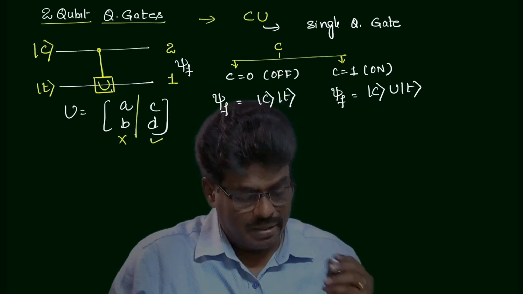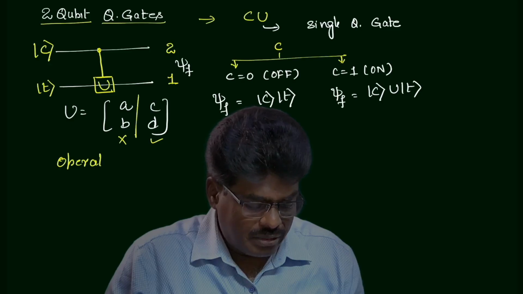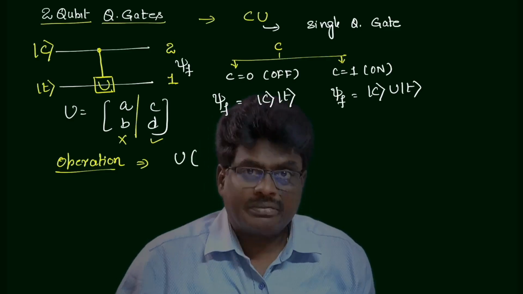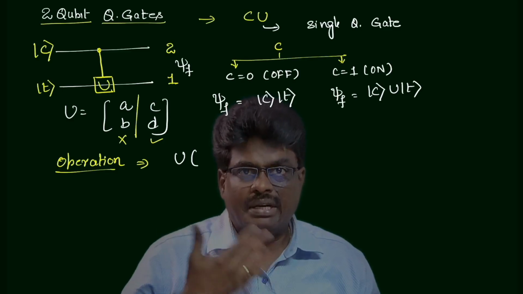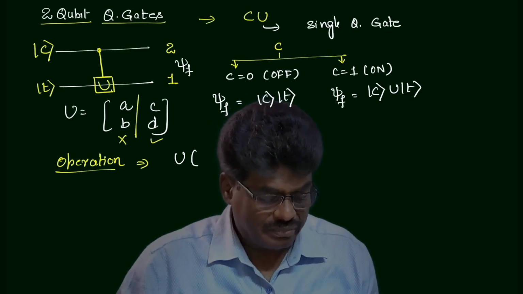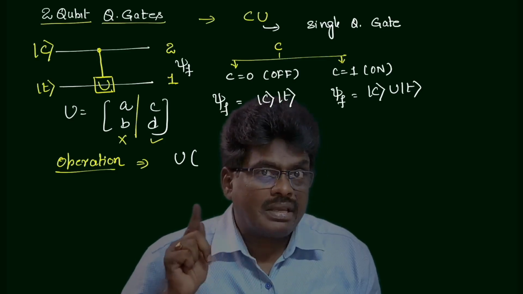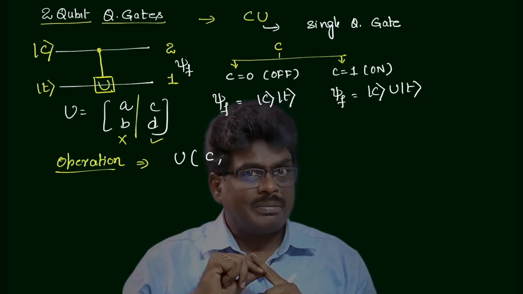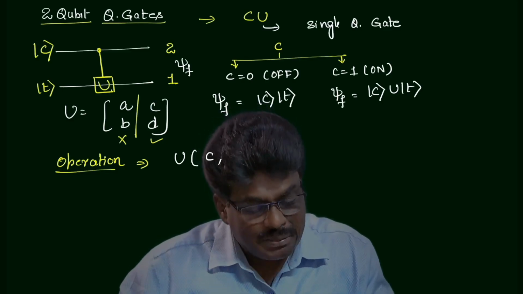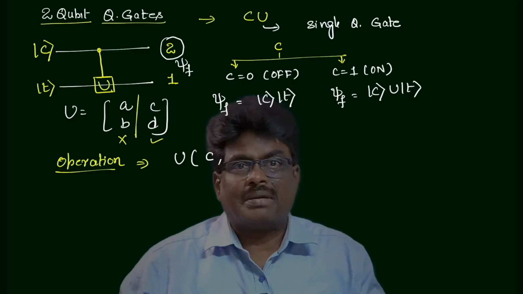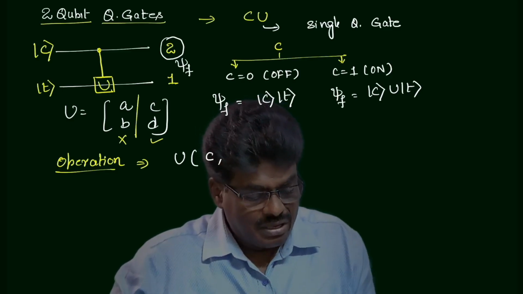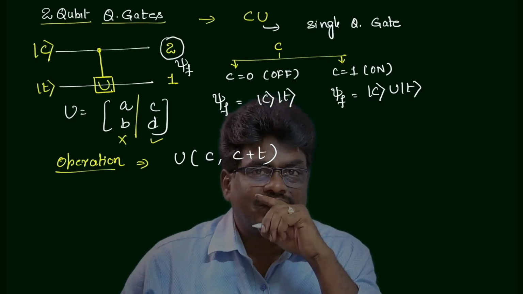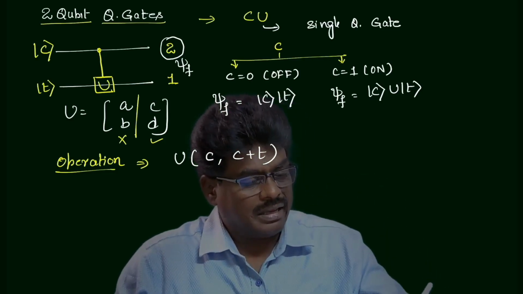No change. Okay, right. Now the operation is represented by U of, it may be X, it may be Hadamard, it may be Z, or it may be S, anything. So U of, see carefully, earlier we have taken 0, now it is C, C for control. Remember, you have to take the decimal value of that control in my method. Don't forget this. So U of C comma C plus T. That's it. So what is this? I didn't understand? Yeah, let me explain.